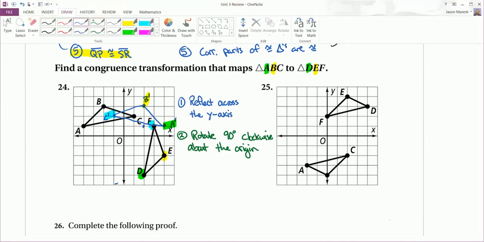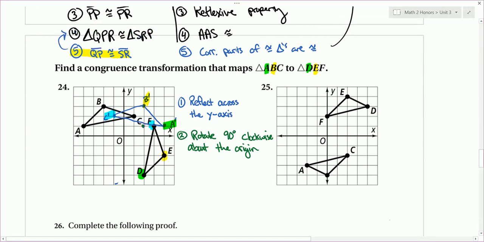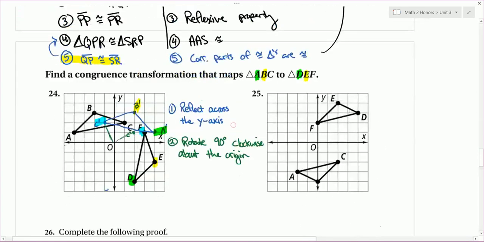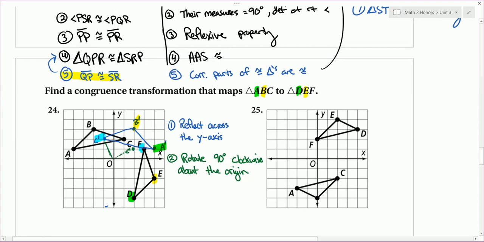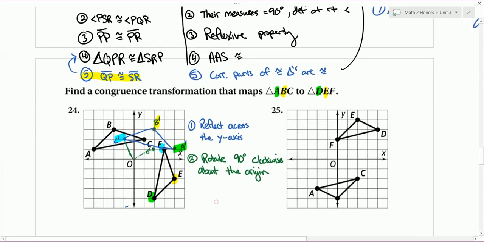I'll change the color here. It's getting a little messy here, but that's where C double prime is going to be. To see that it's a 90-degree rotation, if you were to draw from 0, 0 to that point C prime, and then from 0, 0 to C double prime, you can kind of see that that's a 90-degree angle.